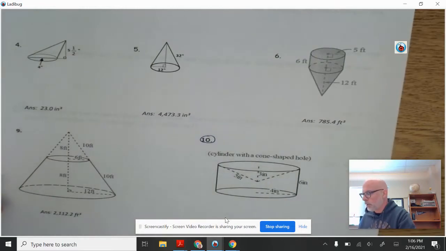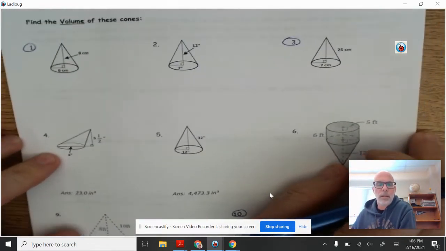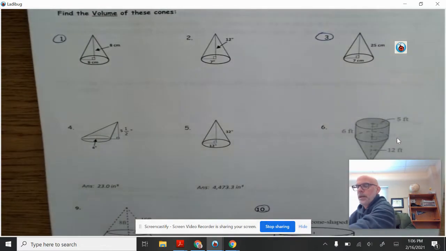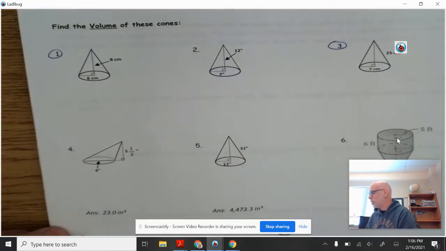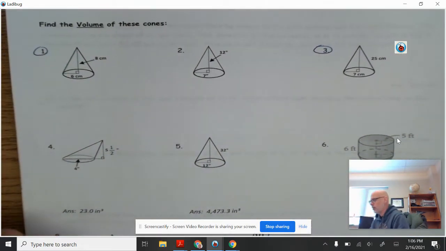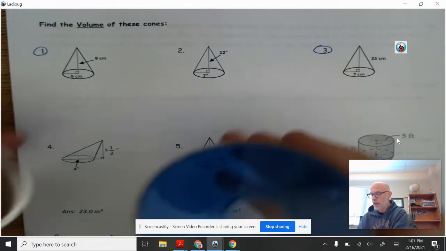All right, let's do the volume of a cone. Now that we've established the volume of a pyramid, this will be pretty straightforward. The volume of a cone is actually going to be the same formula. It is going to be the area of the base times the height divided by 3.